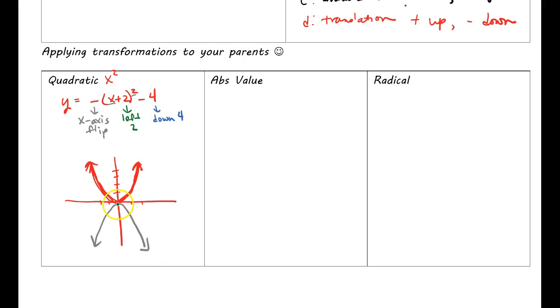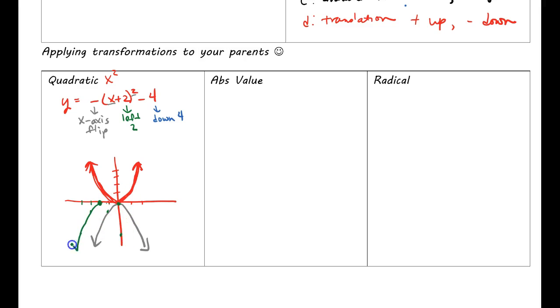So I like to use the vertex as my point, and I'm going to move that to the left 2, redraw the vertex, and then I need it to still be going down, and I still need to try to keep the same slope that I had here. So that was over 1, down 1. Over 1, down 1, over 2, down 4. So it's going to look something like this.